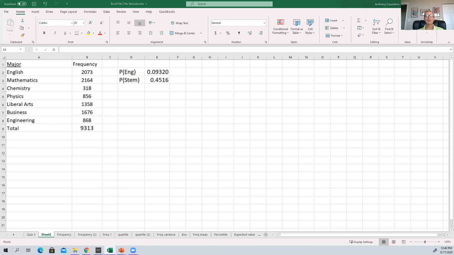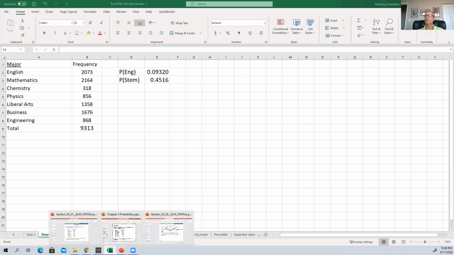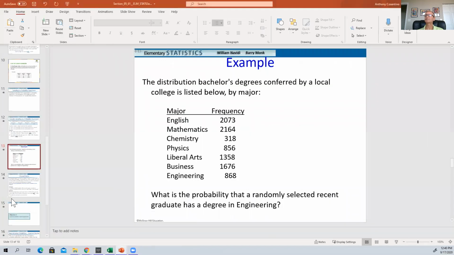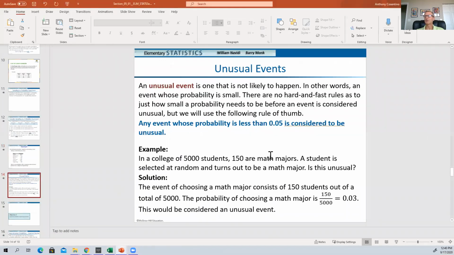So the last thing I do want to talk about is this idea of unusual, or even better word, I think, unlikely events. Is that something that probably won't happen? What the book uses is this rule of thumb of 0.05 is considered unusual. I think the better word for it is unlikely. If you have something that's 5% or less, it's very unlikely that it's going to happen.